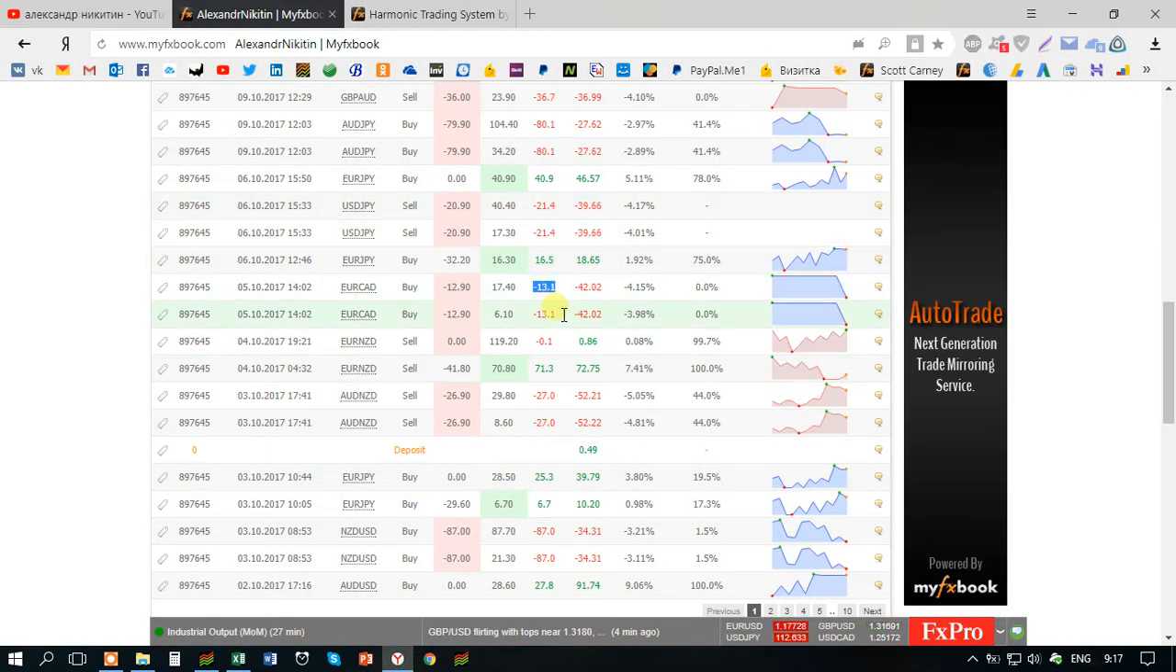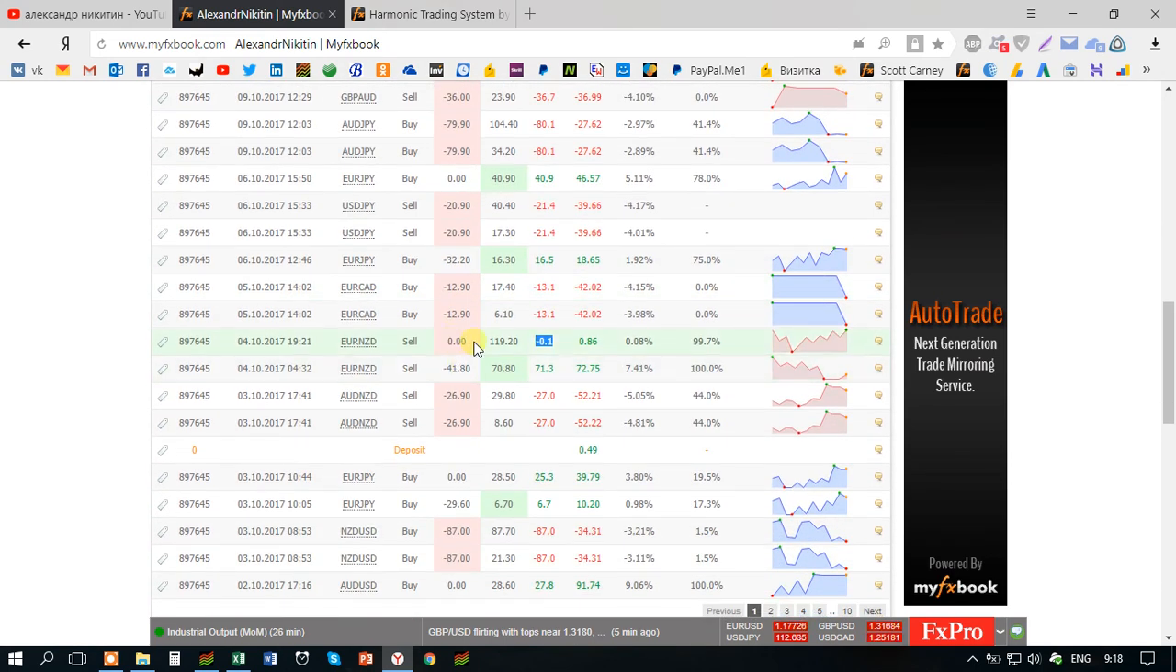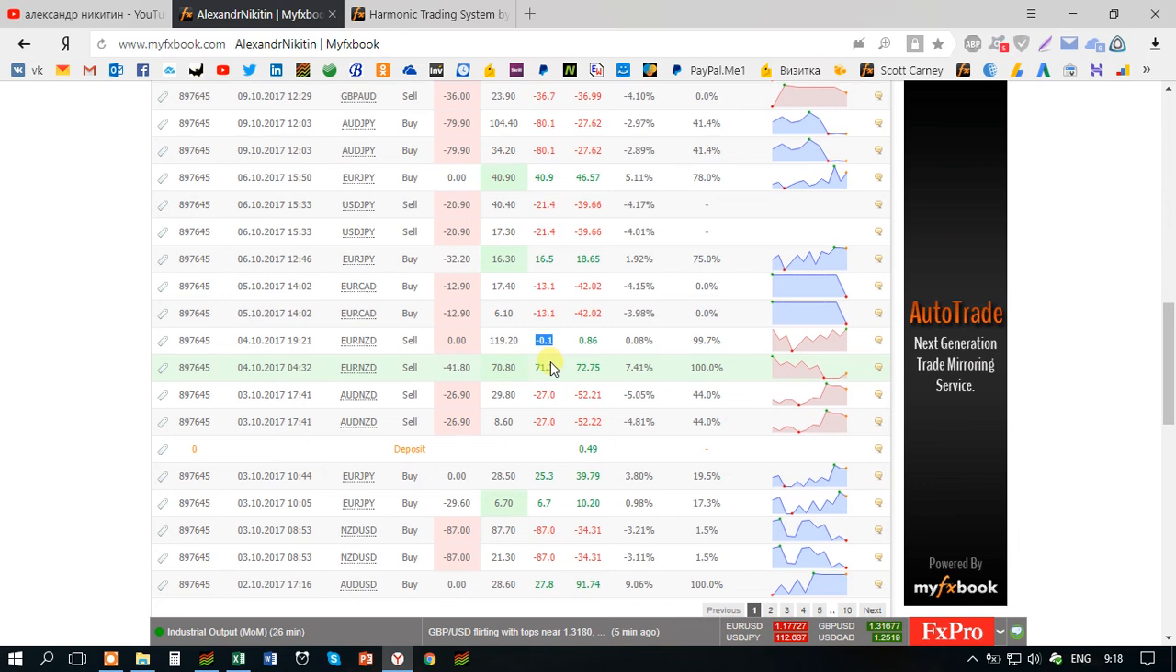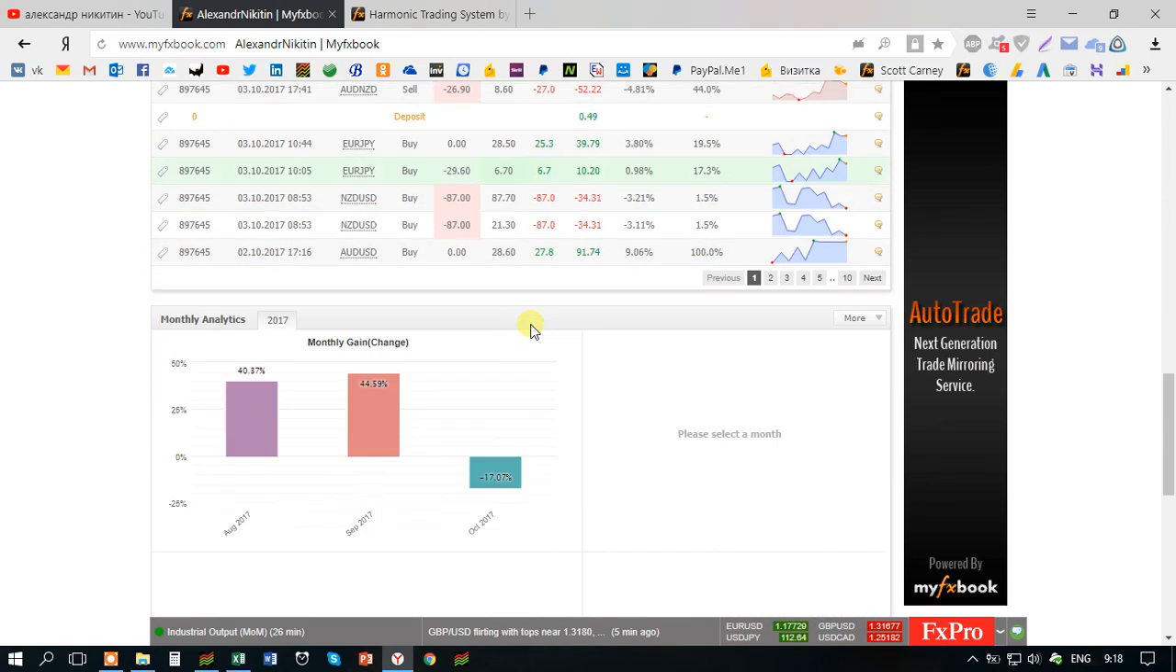And here we have negative 0.1. This is what I was talking about. This is the break-even trade, actually. You see, the stop loss was aiming to have 0, not negative 0.1. This is the problem. Well, that's it about these calculations. Let's go next. What else?